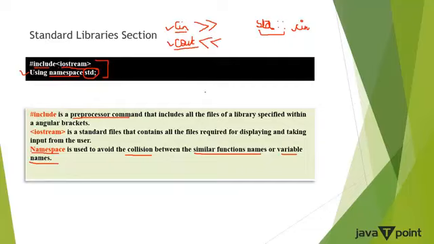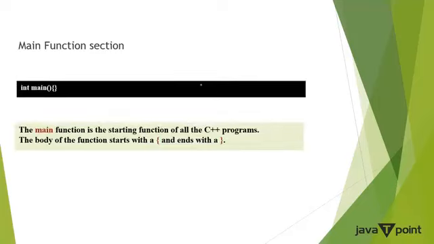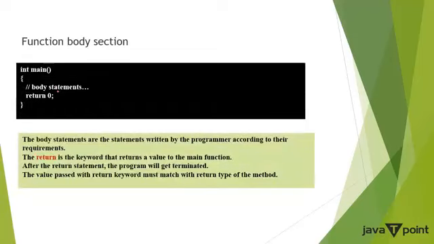So the next section is the main function section. Here the main function is the starting or the beginning function of all the C++ programs. And here int is the return type of the main function, and the body of the function starts with the opening of the curly bracket and ends with the closing of the curly bracket. The next section is function body section.